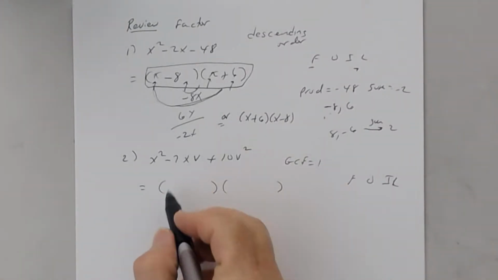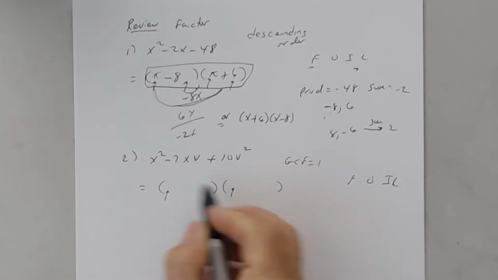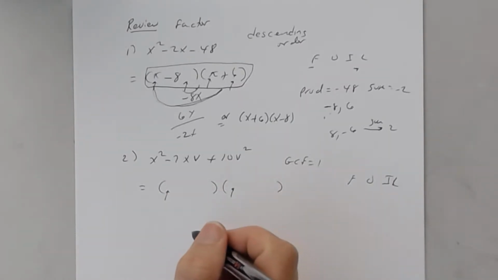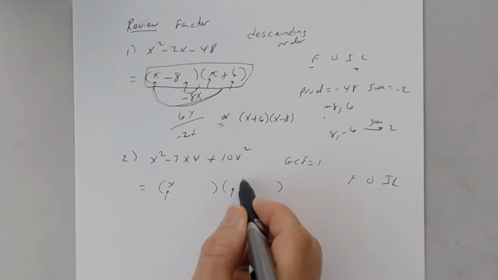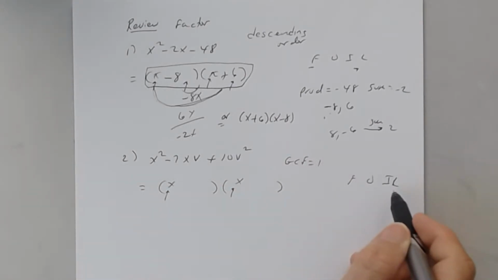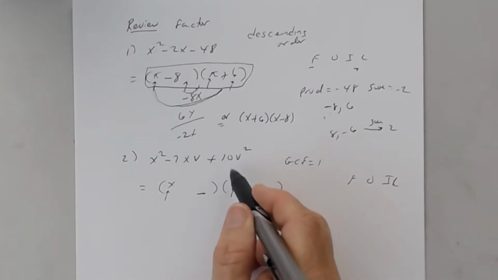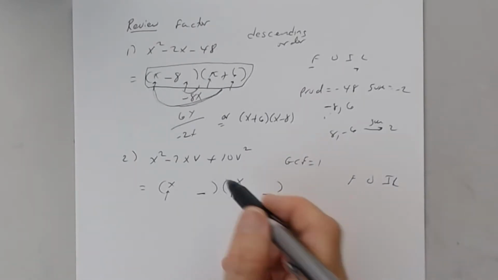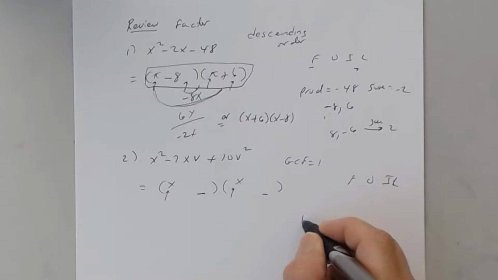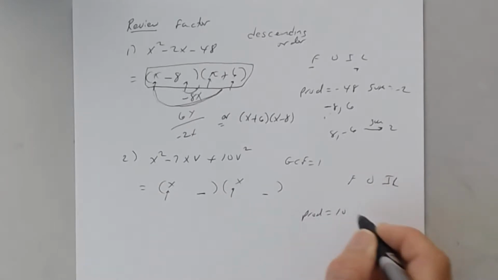So do the F first. So what two terms multiplied together is x squared? There's only one possibility. What is it? X and x. And I'll go to the last. I need two terms whose product is a positive 10y squared. So let's just deal with the coefficient for right now. So I need the product to be a 10, right?